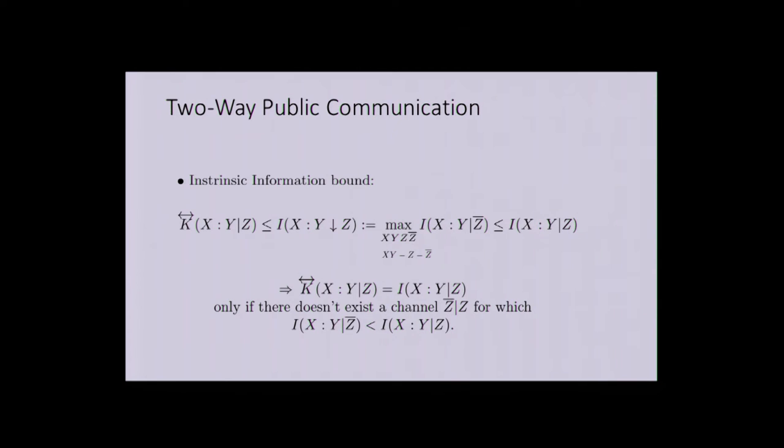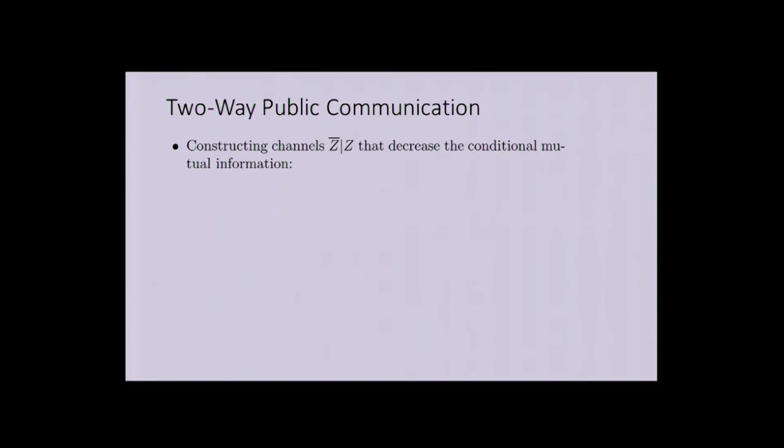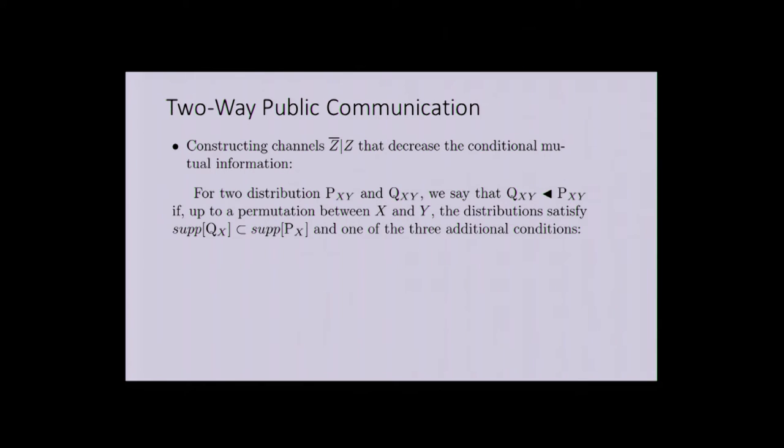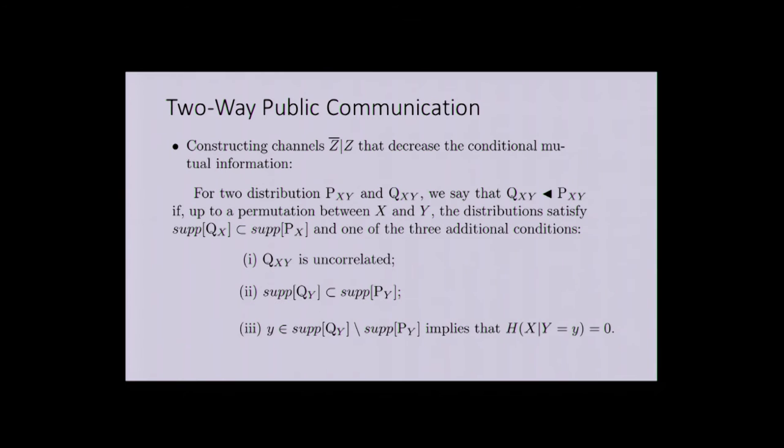So that was the idea that we wanted to try to exploit, and we wanted to try to construct channels for Eve that decrease the conditional mutual information. So the question we asked is, what sort of distributions allow us to do this? And we are able to identify quite a large class, actually. I won't go into too many details here. These are all given in the paper.